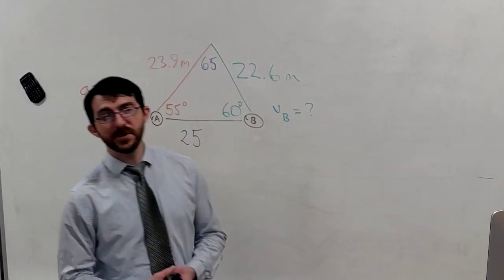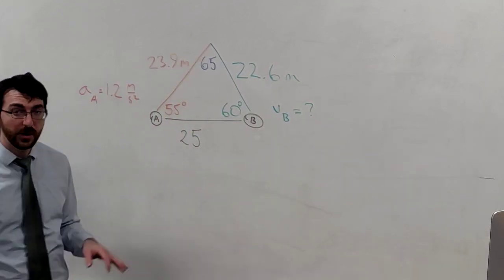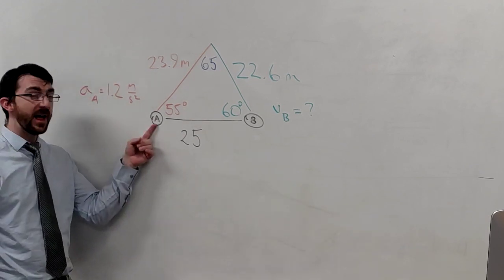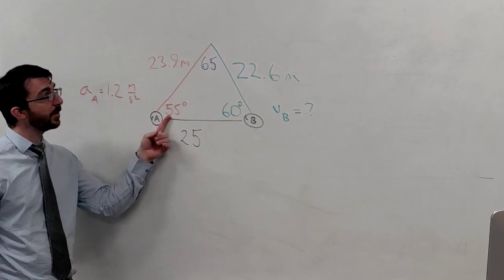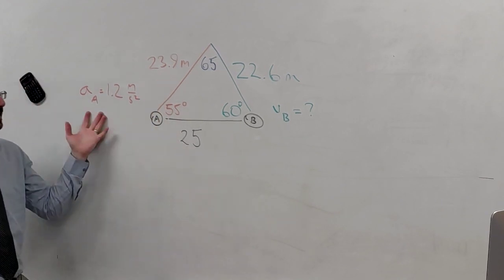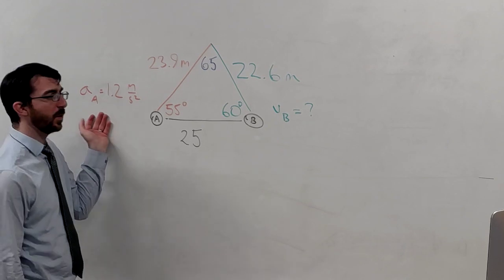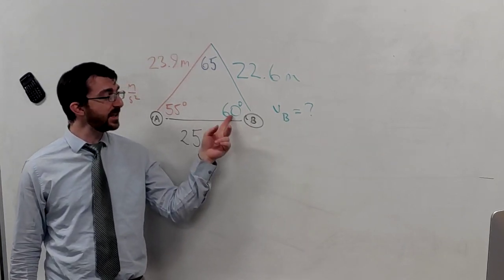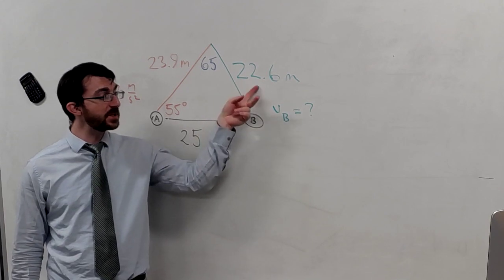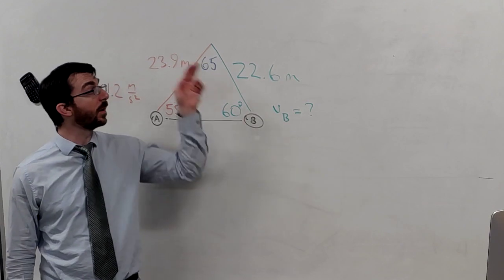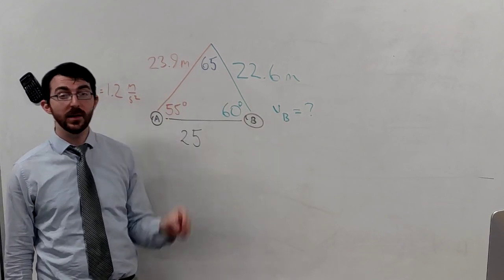Having solved this triangle from a trigonometric point of view, now it's time to do some physics to it. So the problem says that object A is traveling at 55 degrees. We know it's going to travel 23.9 meters, and it's accelerating at 1.2 meters per second squared. The question assumes that object B will be traveling at 60 degrees, a distance of 22.6 meters, at a constant velocity, and that velocity we need to know in order to make them collide up there.